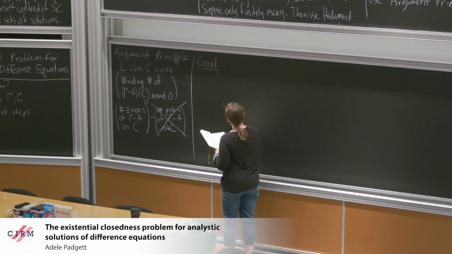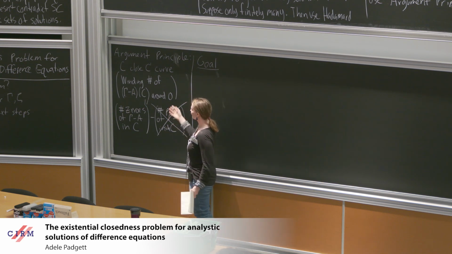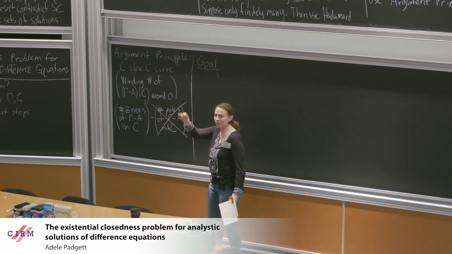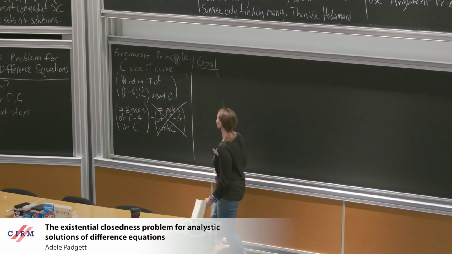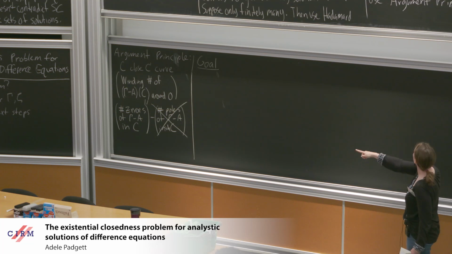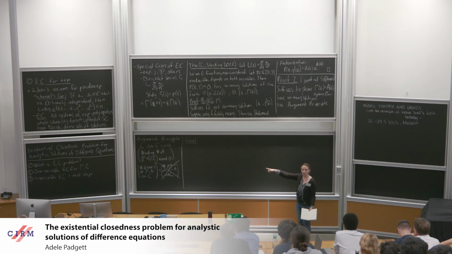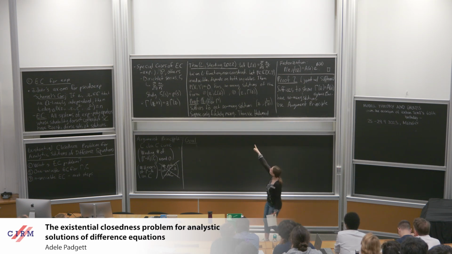So the goal, the way this proof will work, is that we're going to find infinitely many curves where, again, we don't have to worry about the poles of gamma or A, which have non-zero winding number. Each curve will give us at least one zero of the function. So if we have infinitely many of these curves, then we get infinitely many zeros.